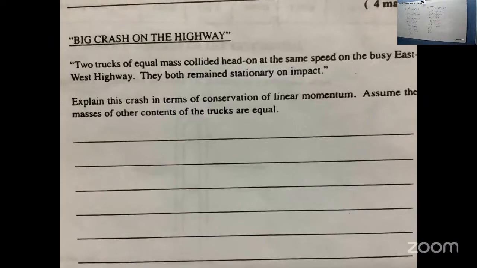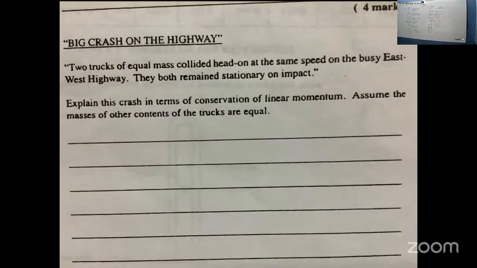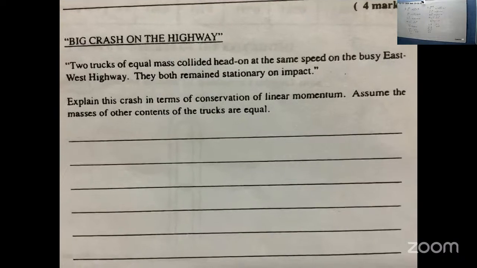I really like this one. This one is more a worded explanation, but you can use numbers to explain it. Big crash on the highway. See if what it is saying makes sense. Try that, please. Two trucks, equal mass, same speed. Give them a worded explanation, but you can put a little diagram and they'll be able to see what's going on.